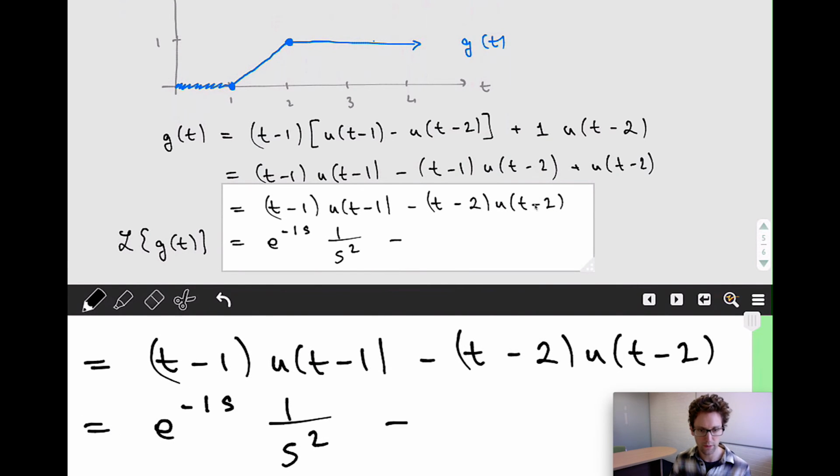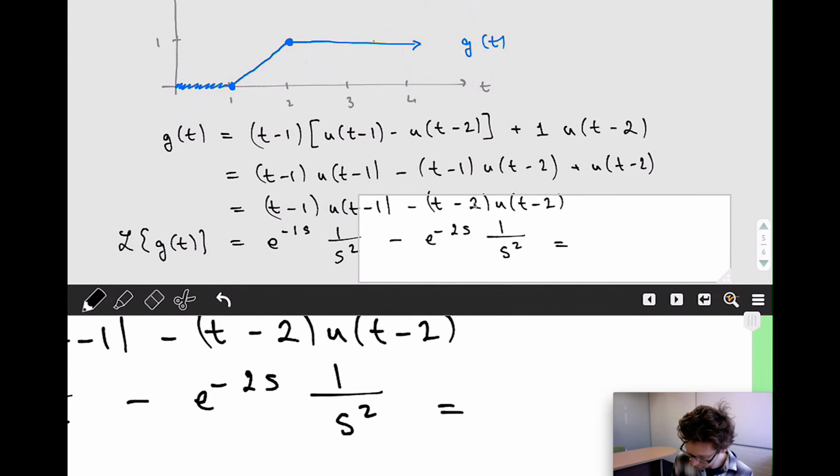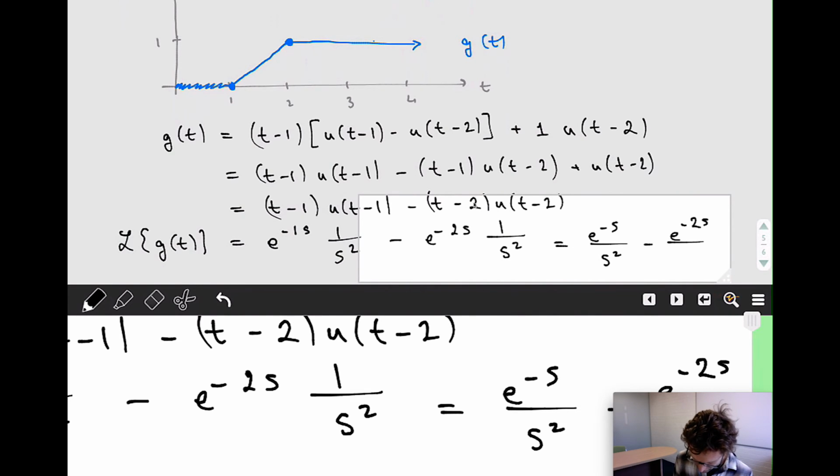Again, I've got u of t minus 2. So I've got e to the minus shift times s times the Laplace transform of the unshifted, uncut function. Remove the cut, remove the shift, I'm just left with t. So the Laplace transform of t is 1 over s squared. So tidying that up a little bit, I've got e to the minus s over s squared, minus e to the minus 2s over s squared. Okay, so that's the Laplace transform of my function g of t.